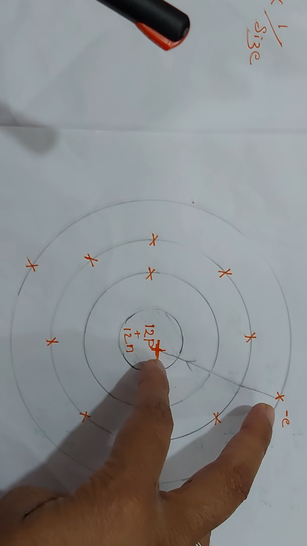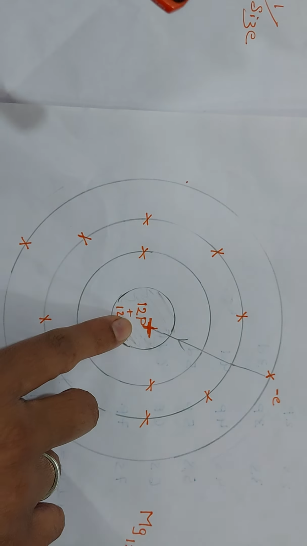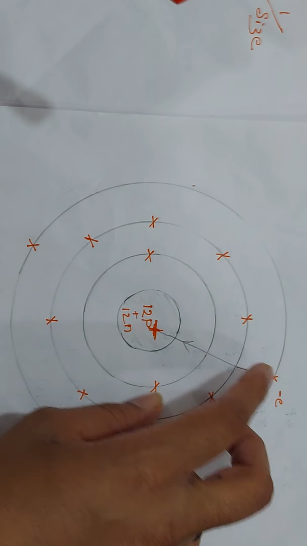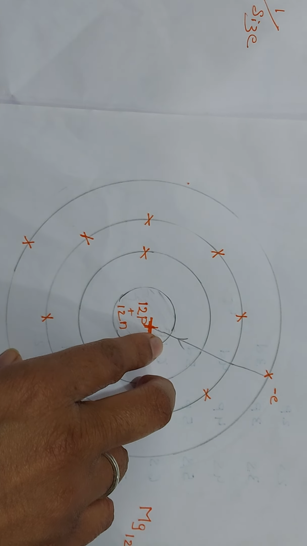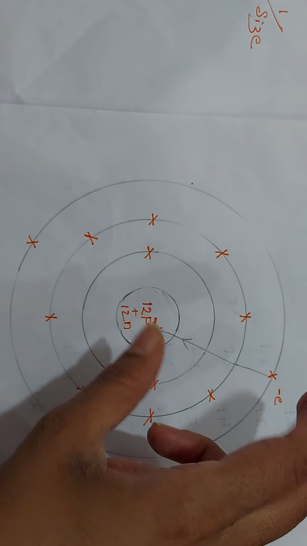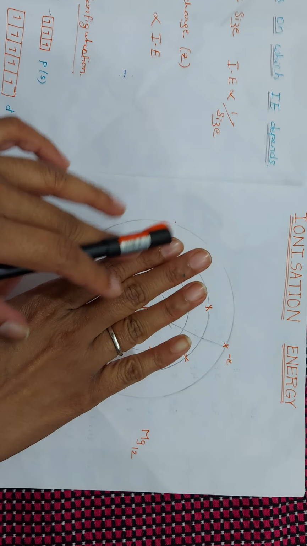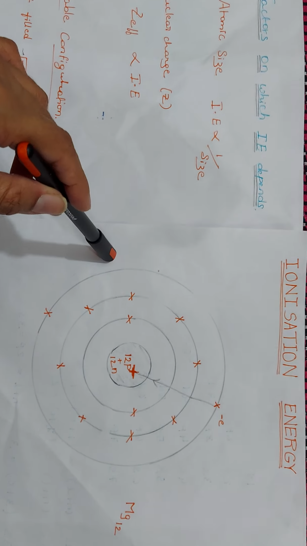Why do we need to apply energy? Because there is an attraction between the nucleus and the electron. The nucleus is positively charged and the electron is negatively charged, and there is an attraction between the electron and the nucleus. That is called the electrostatic force of attraction, and to overcome this we have to apply energy. Okay, that is ionization energy. This is the definition of ionization energy and it varies for every element.